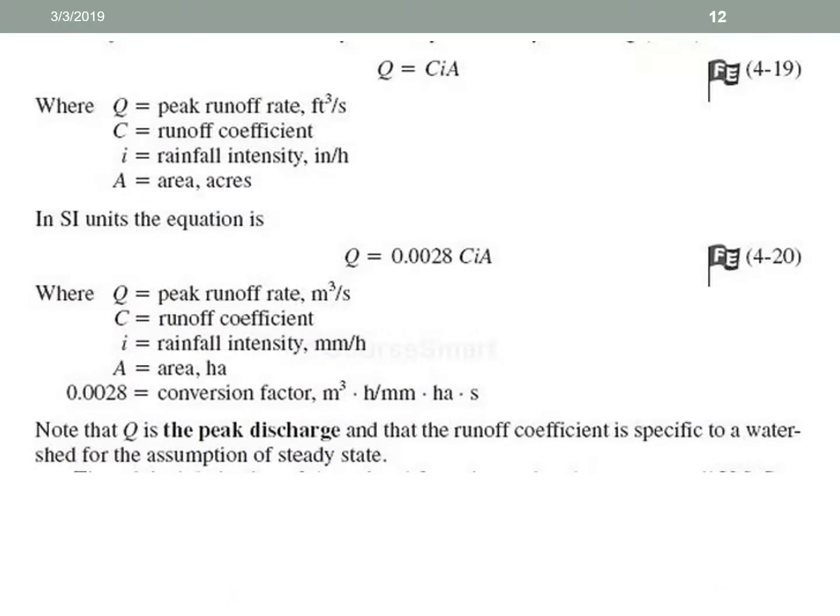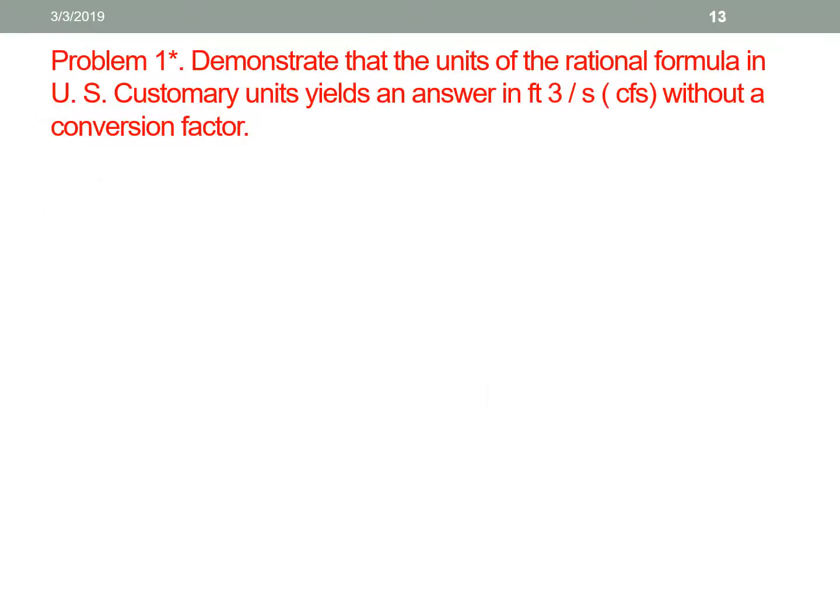Q equals C times I times A. In SI units, the equation will be Q equals 0.0028 times C times I times A. As you see here, equation 4.19 is for the US system, and the next equation is for the metric system. 0.0028 is the conversion factor. Note that Q is the peak discharge and that the runoff coefficient is specific to a watershed, for the assumption of steady state. You know what steady state means.